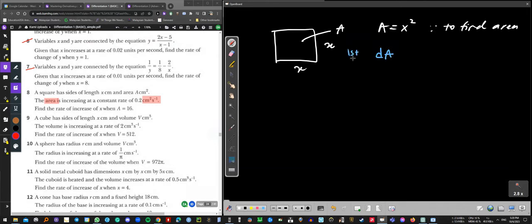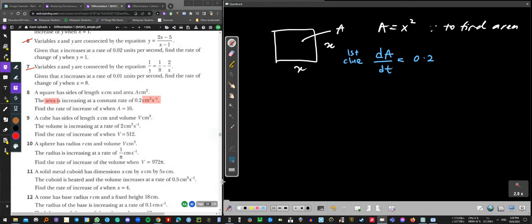DA. Sebab apa DA? Sebab centimeter square kan unit for area, betul? So DA, lepas tu ada S kat sebelah dia depicting second. So dA/dt lah. Increasing means the value will be positive. So 0.2. So that's the first clue yang kita ada.